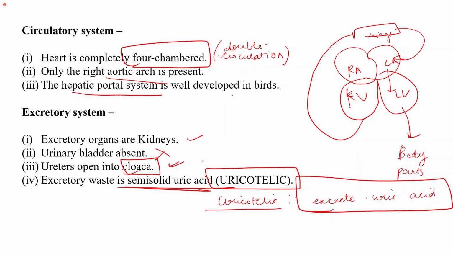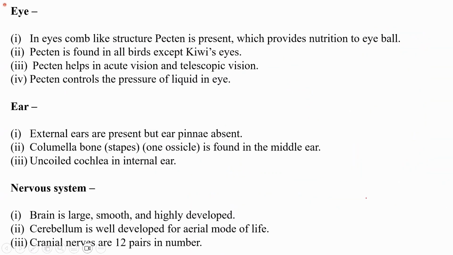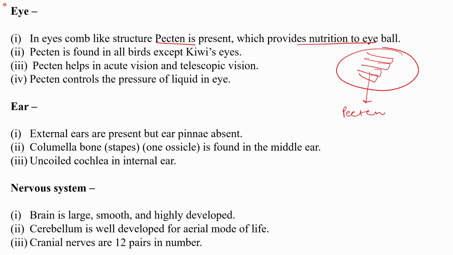They excrete uric acid. Then, in the eye, you can see here, there is a comb-like structure present in the eye. It is known as the pecten. Pecten provides nutrition to the eyeballs. It is found in all birds except kiwi. Pecten helps in acute vision and telescopic vision, as a bird has to fly and therefore it has to have telescopic vision. Pecten controls the pressure of the liquid in the eye. Therefore, it plays an important role.